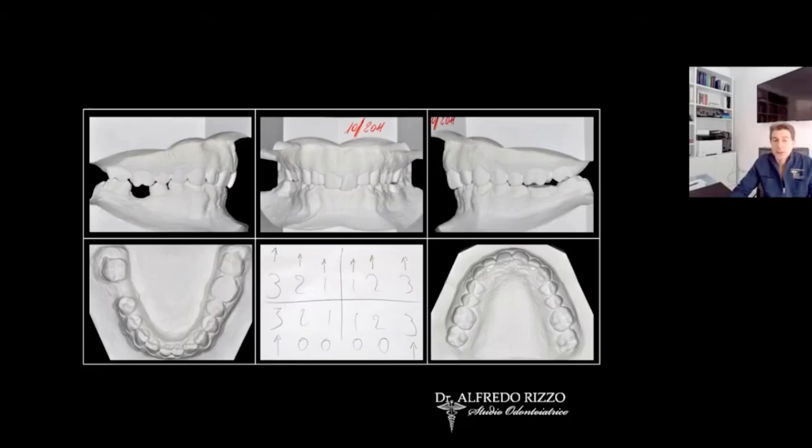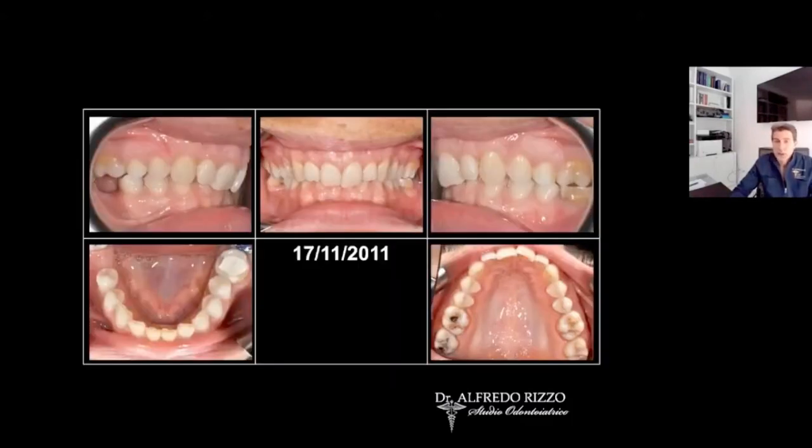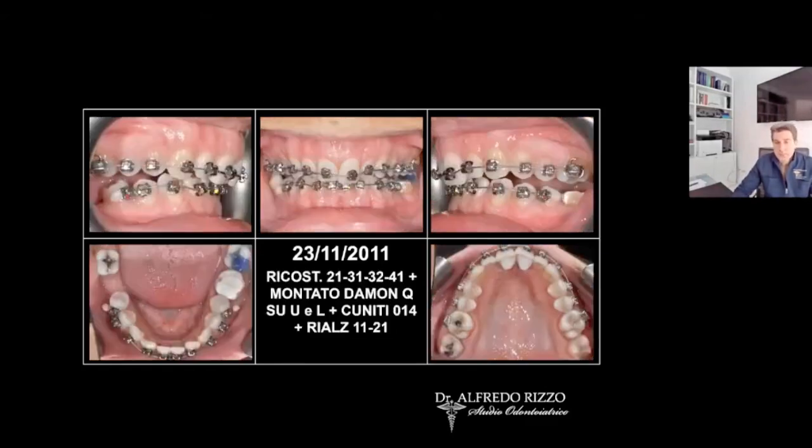We have selected Super Talk for all anterior upper area from canine to canine, and we can also appreciate how much the gingiva has suffered due to this malocclusion. In November 2011, we started the treatment. We can see the retro inclination of these incisors.